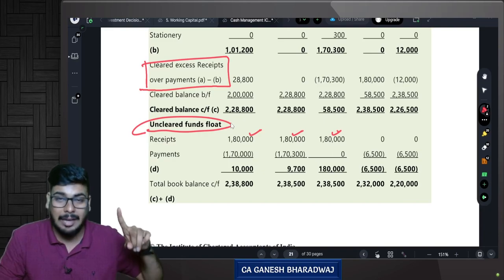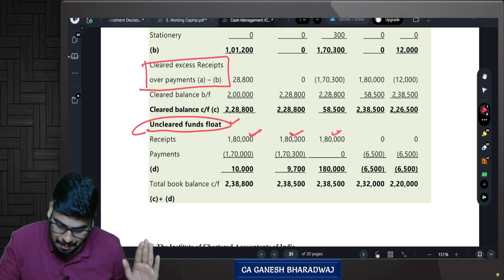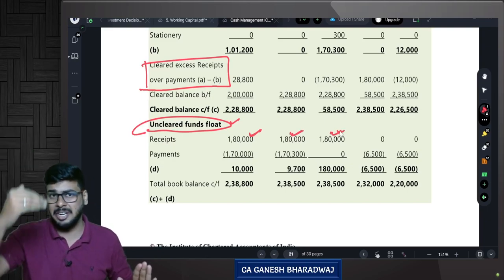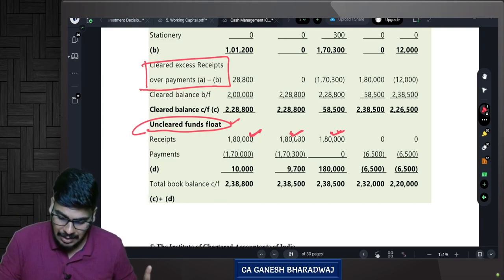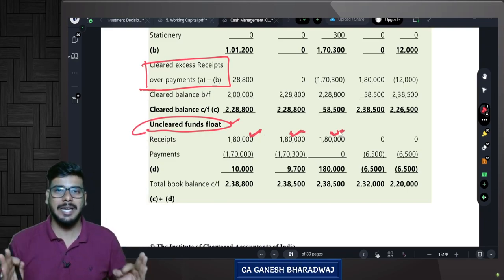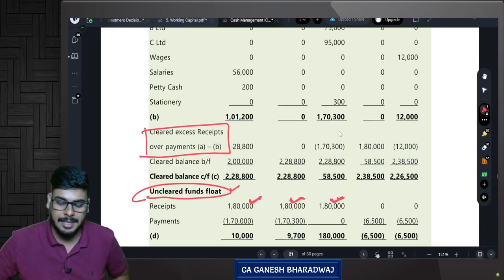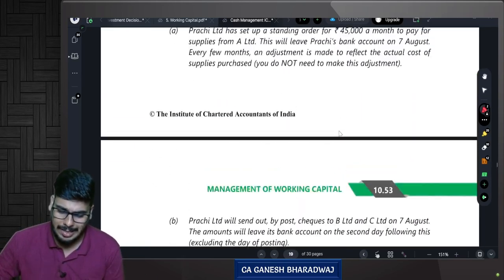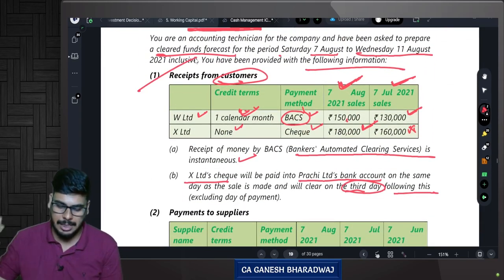So in this question, they have also asked us to prepare this uncleared funds. So we are mentioning it properly here. For a period of the first 3 days, this 180,000 rupees remains uncleared. Are you clear with this? Yes. Next. What is the next transaction that they have mentioned? So this is about your receipts from customers.